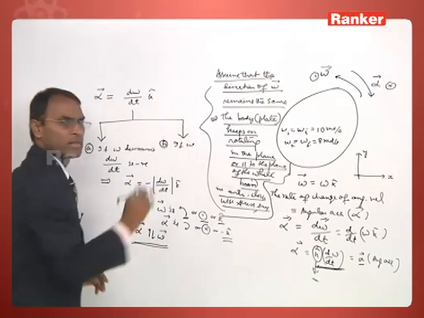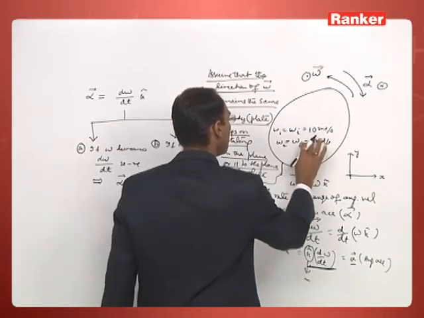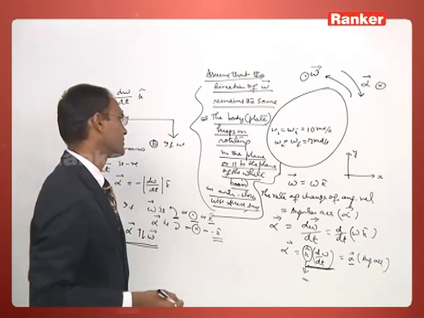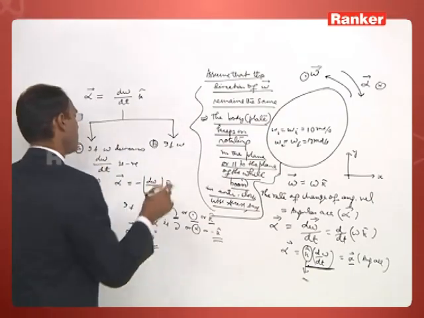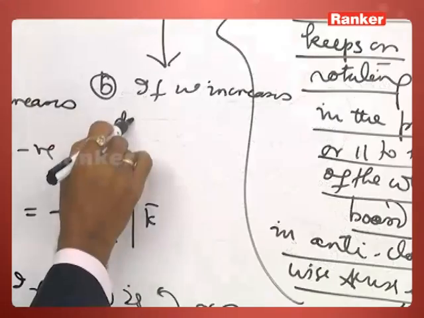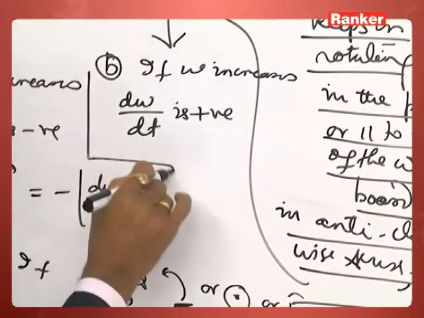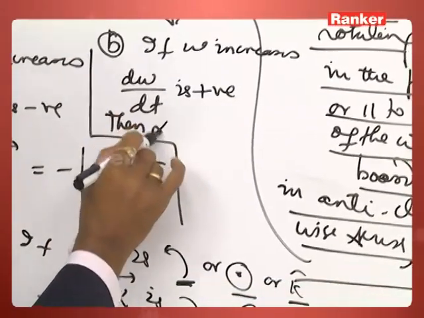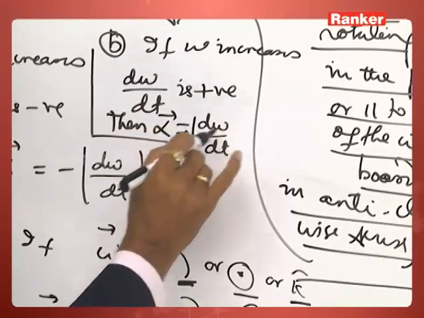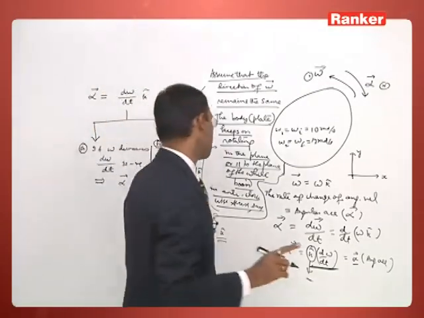If the angular speed increases, suppose the initial angular speed is 10 and the final angular speed is 12 after a few seconds. Then the angular speed increases. If omega increases, d omega by dt is positive. Then alpha is directed along which direction? Positive z direction, or plus k cap direction.